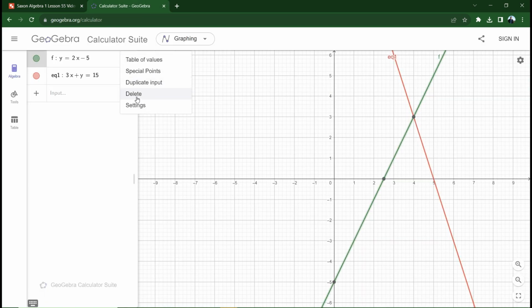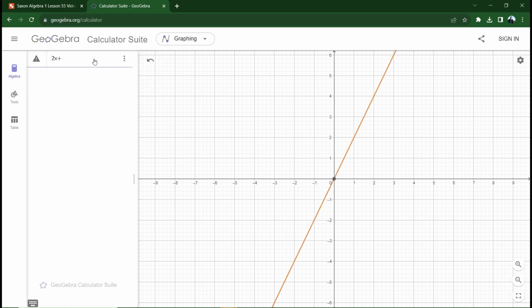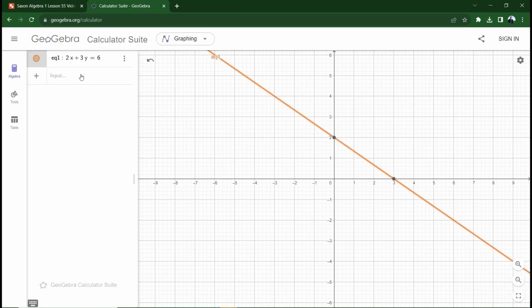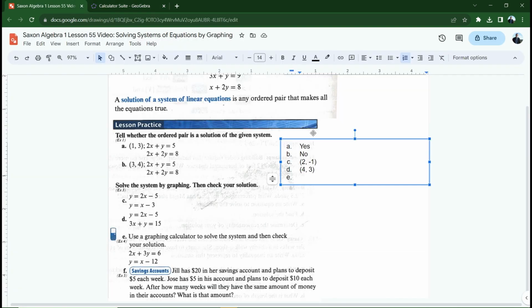We're going to get rid of both of our equations here. And then we're going to do 2x plus 3y equals 6. Okay, there's that line. And then our next one is y equals x minus 12. Oof, we're all the way down here. And this one is 8.4, negative 3.6. Let's see, 8.4, negative 3.6.